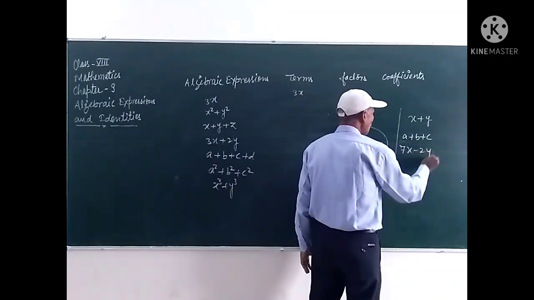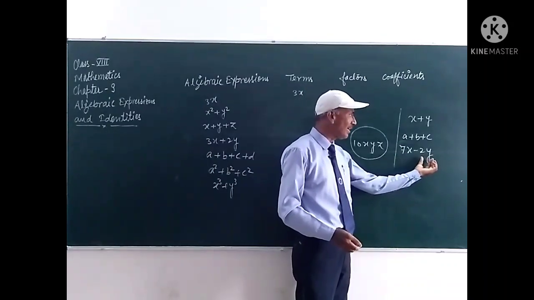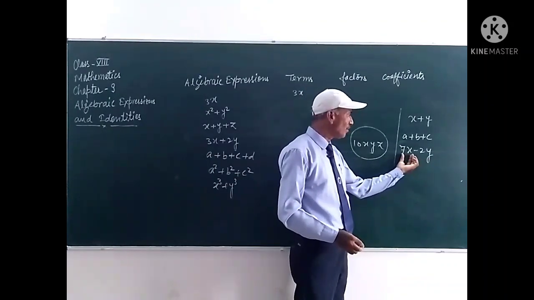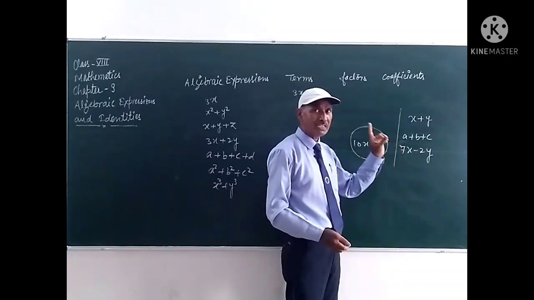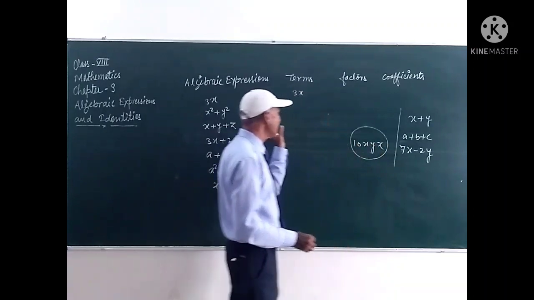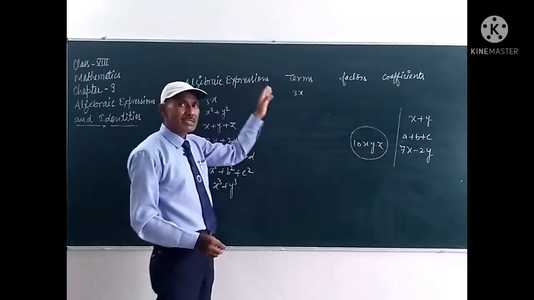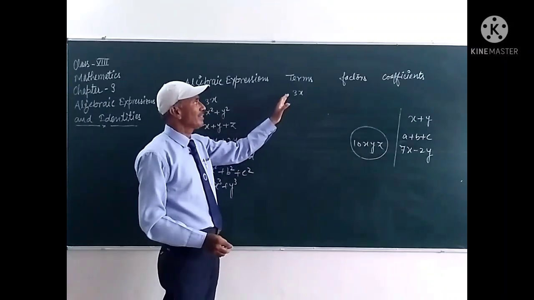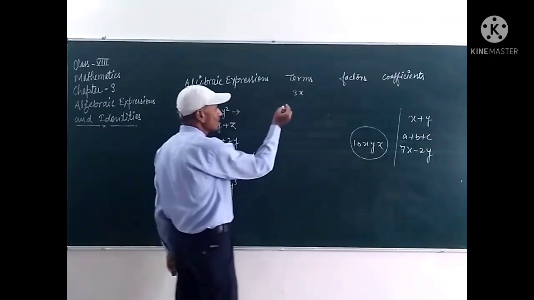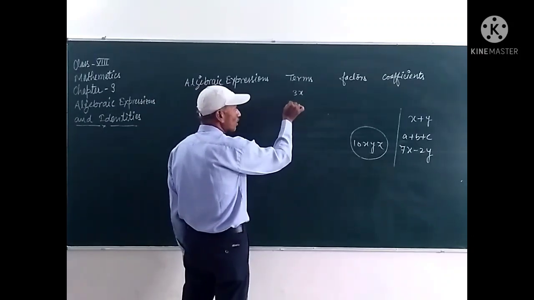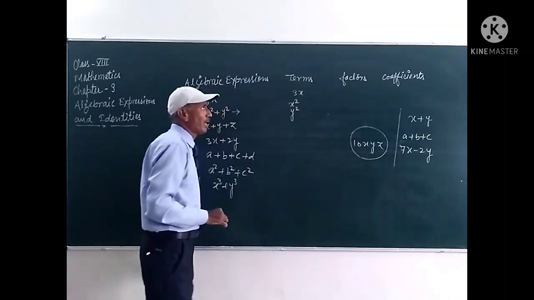7x minus 2y. There are two terms. First term is 7x and second term is 2y. This one, 7 into x, student, is a single term. So in this case, 3x is a single term, one term, and that is 3x. And in this case, x square plus y square, there are two terms. First term is x square, second term is y square.